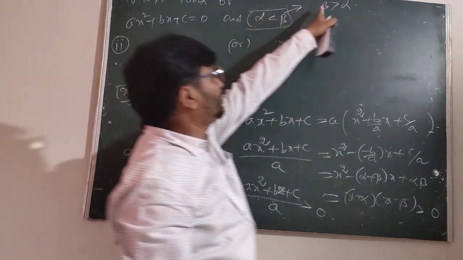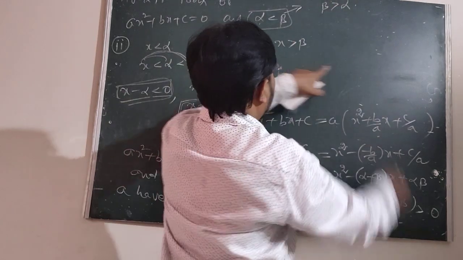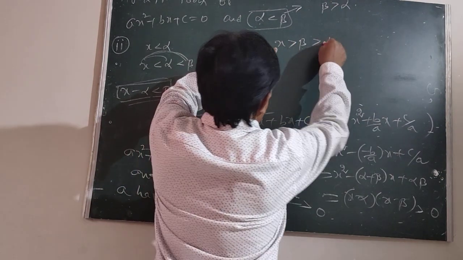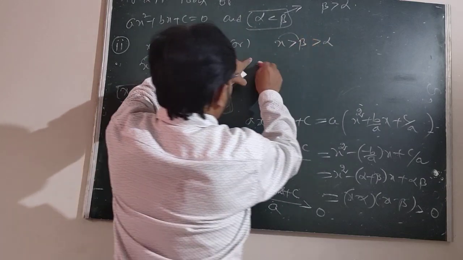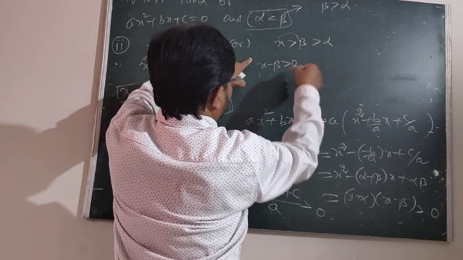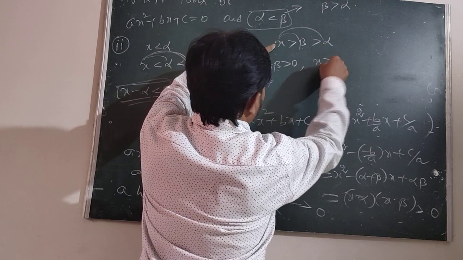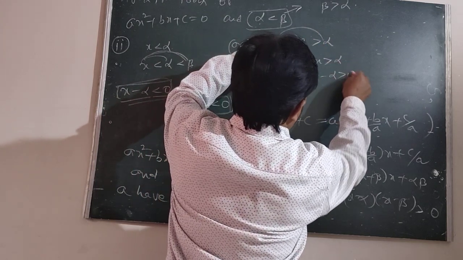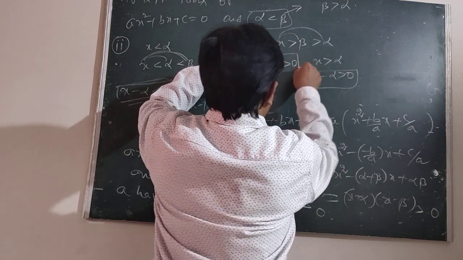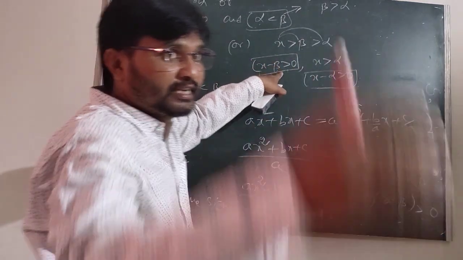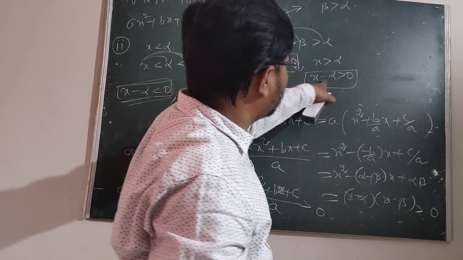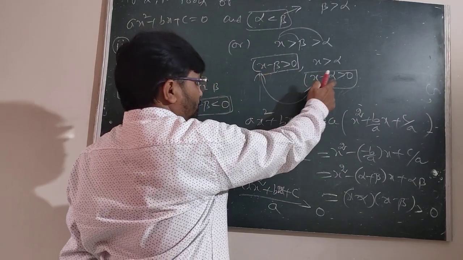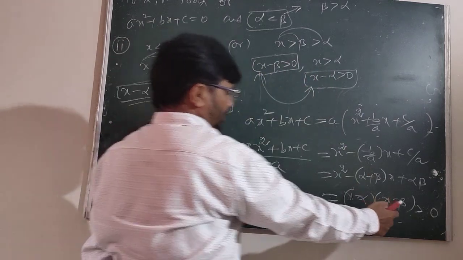Similarly, alpha is less than beta. That means beta is greater than alpha. Now we can write here x greater than beta, greater than alpha. Now taking these two, x minus beta is greater than 0. Taking these two, x is greater than alpha. That means x minus alpha greater than 0. Now we observe here x minus beta is greater than 0 and x minus alpha is greater than 0. Therefore, these two have plus into plus. Plus into plus is plus.